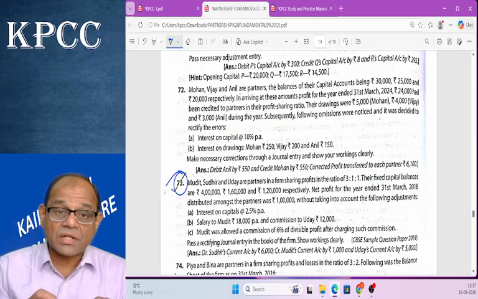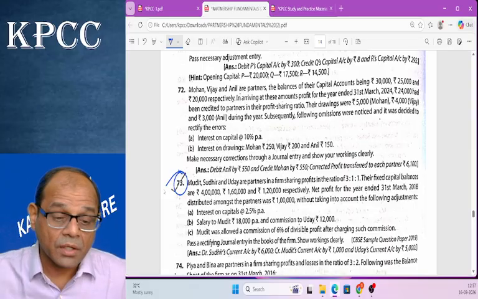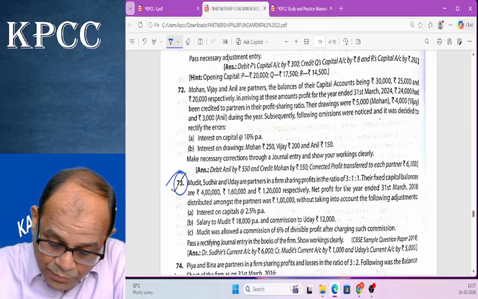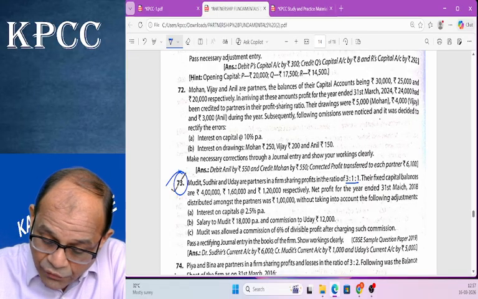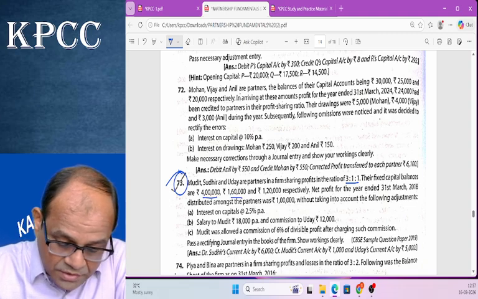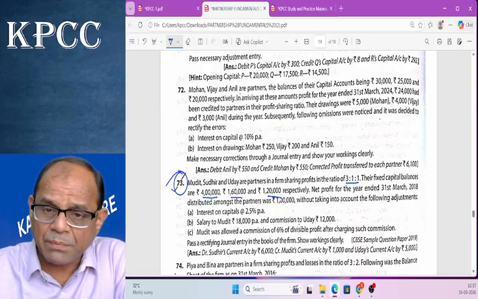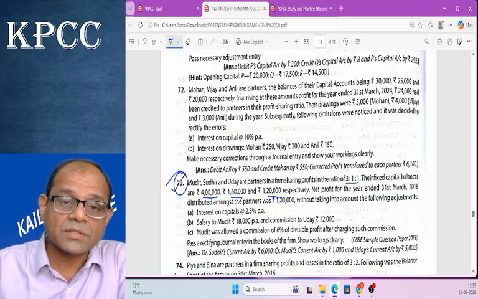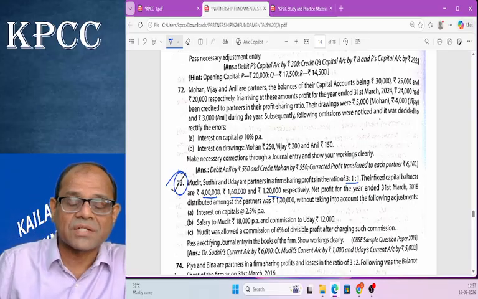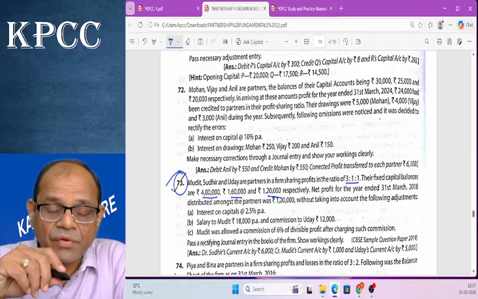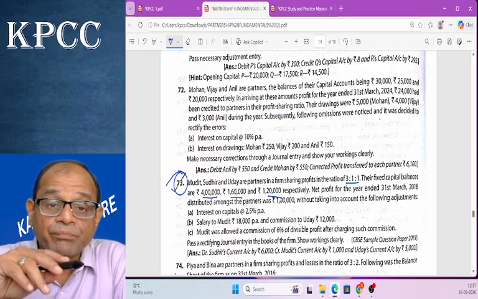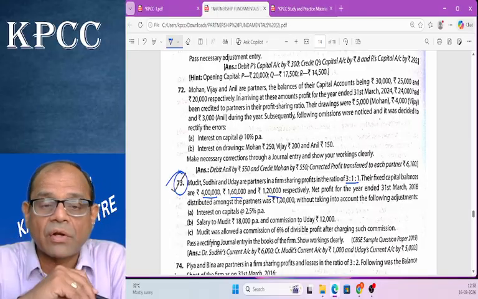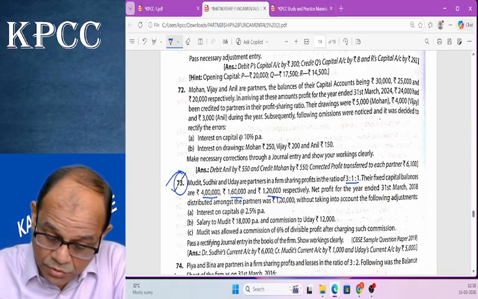When we work out the sum, through the sum it can be explained properly. So look here: Mudit, Sudhir, Uday. There are three partners in a firm sharing in the ratio of 3:1:1. Their fixed capital balances are 4 lakhs, 1 lakh 60 thousand, 1 lakh 20 thousand respectively. That means the capital accounts are fixed. I told you rectification will happen through capital accounts, but here we cannot do that because the capital accounts are fixed. So in the rectifying entry we will not bring in capital accounts, we will bring in current accounts.